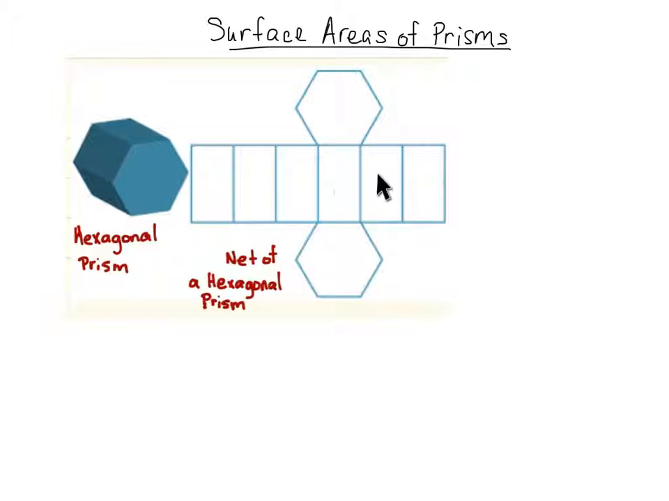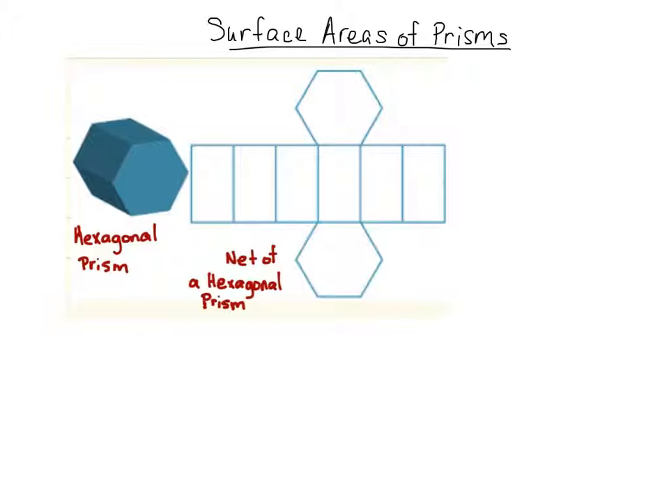1, 2, 3, 4, 5, 6 sides. That would be our front right here, or our back actually, and that right here would be our front. So that's called the net of a hexagonal prism, or the net of a prism. And it's important in order to help us truly understand what surface area and lateral area are.